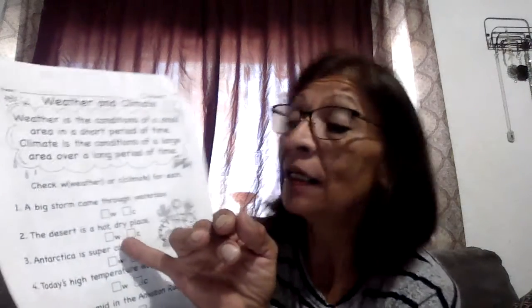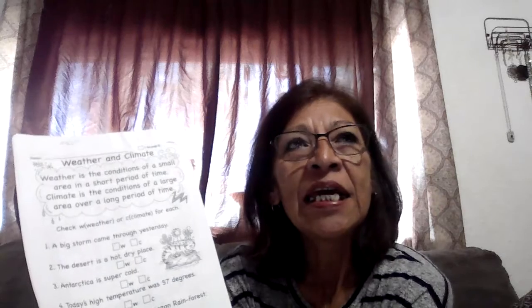So what you are to do is put a check mark in the correct box if it is talking about weather or if it is talking about climate. Weather is what the temperature is now. Climate is, for the most part, what their temperatures are like all of the time.